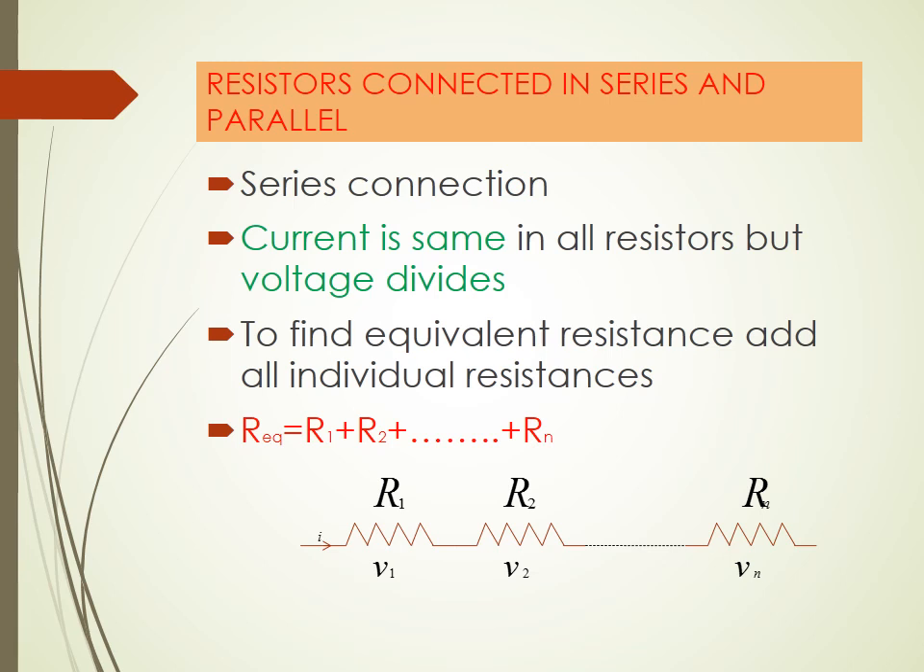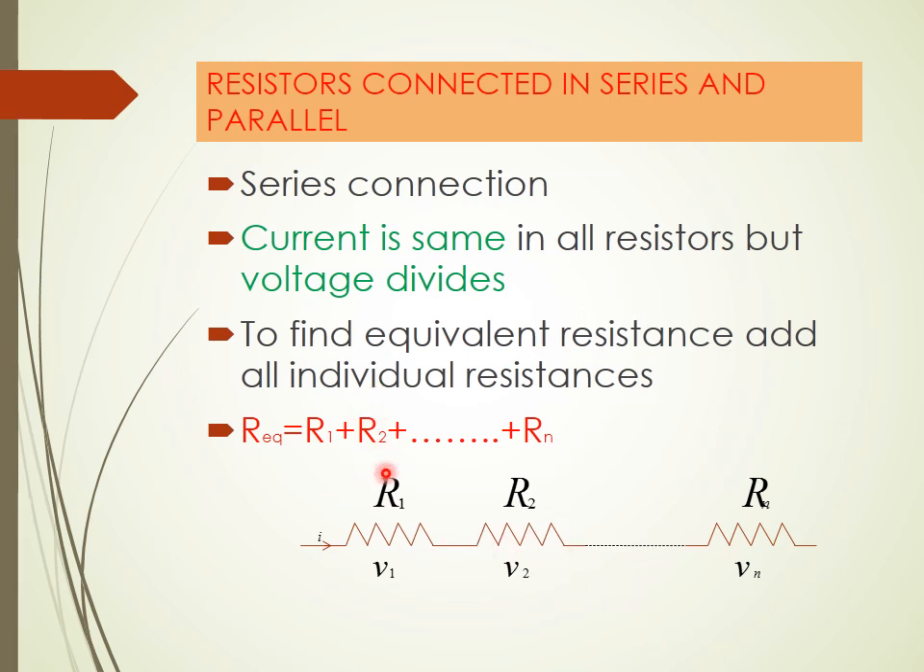So next we are going to see the conditions of resistors connected in series and resistors connected in parallel. So first, series connection. In this figure the resistors R1, R2 up to Rn are connected in series. I is the current flowing through the resistors and V1, V2 up to Vn are the potential drops across the resistors.